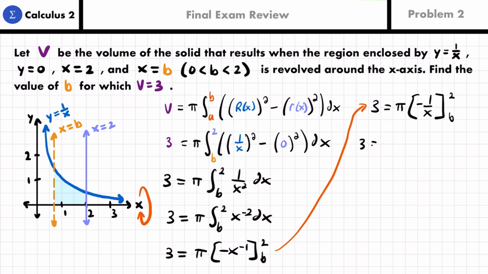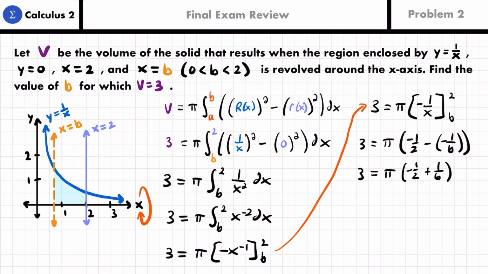we find that 3 is equal to pi times -1/2 minus -1 divided by b. Okay, don't forget that you are subtracting a negative expression, so you need both of those negatives, which will cancel out, so you'll have 3 is equal to pi times -1/2 plus 1 divided by b. Okay, and now at this point, our goal is to solve for b. We've done the integration. Now we need to solve for that value of b such that the volume is 3.